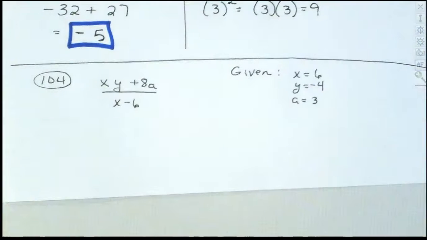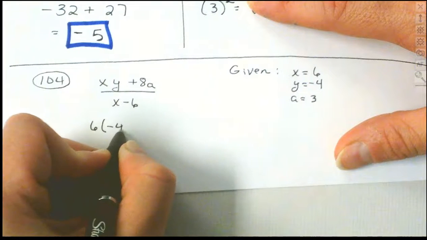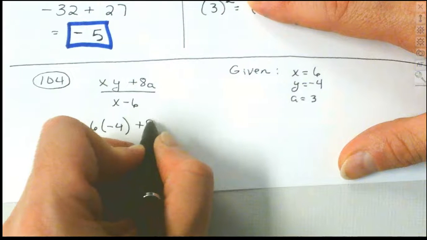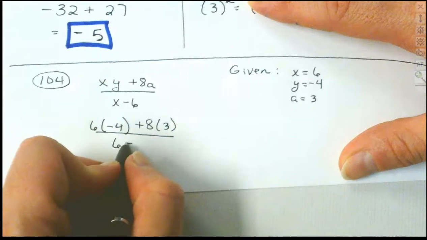Now let's remember, if 0's in the top of this fraction, 0 divided by any number is 0, right? So if 0's on the top, it's 0. If 0's down below, it's not 0, it is undefined. So if we have a 0 below, it's undefined. If you have a 0 in the top, it's 0. So let's work it out and see what we've got. Plug in your values. We've got 6 times a negative 4 plus 8 times 3. Down below, we've got 6 minus 6 here.